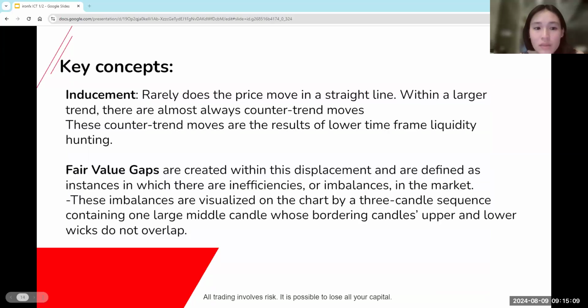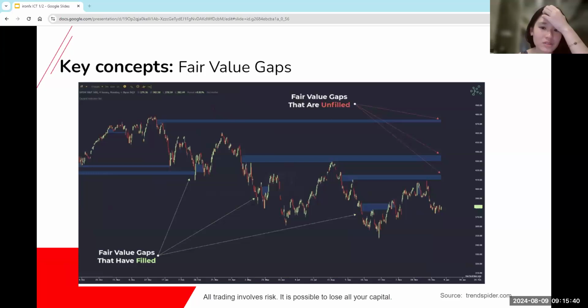Okay, now let's talk about the next key concept, which is fair value gaps. Fair value gaps are created within this displacement and are defined as instances in which there are inefficiencies or imbalances in the market. These imbalances are visualized on the chart by a 3-candle sequence containing one large middle candle whose bordering candles' upper and lower wicks do not overlap. Let's look at what an example of that looks like. Here are the fair value gaps that have been filled and unfilled.